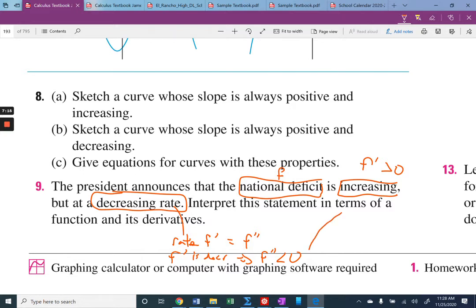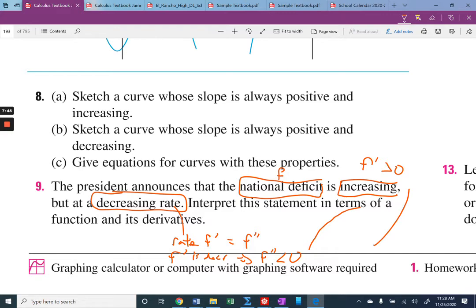So the president in this example is trying to soften the blow of the fact that the national deficit is increasing by also saying that it's increasing at a decreasing rate, which means it's like this. So it's getting worse, but not as bad as if it was doing this, because that means it's getting worse at an increasing rate, and then we'd really be in trouble. So he's trying to soften the blow a little bit with that decreasing rate comment.